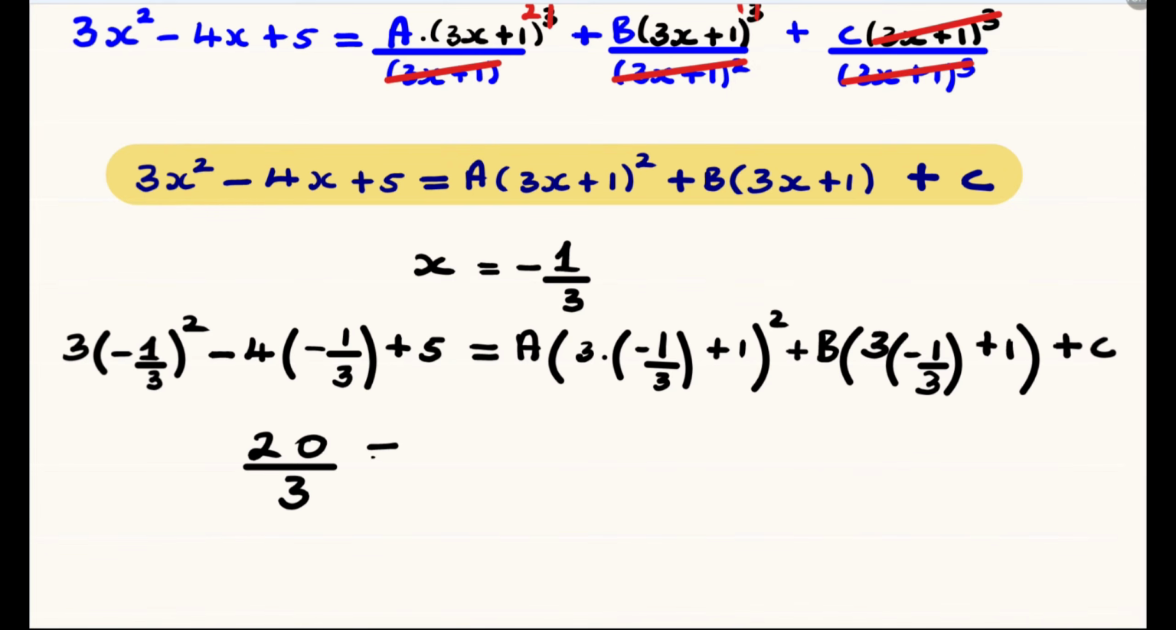So like I said, the 3 multiplied by negative 1 over 3 will be negative 1. Negative 1 plus that 1 will be 0. 0 multiplied by A will be 0. Same applies to the B term. That 3 multiplied by negative 1 over 3 will be negative 1. Negative 1 plus 1 will be 0. 0 multiplied by B will be equal to 0. So we are left with the C, which will be equal to 20 divided by 3.